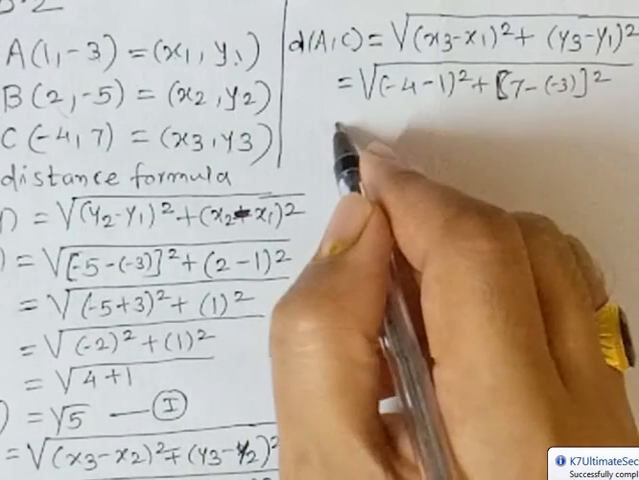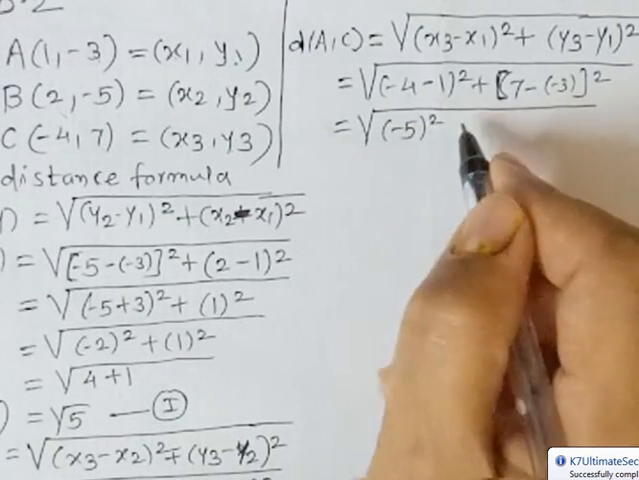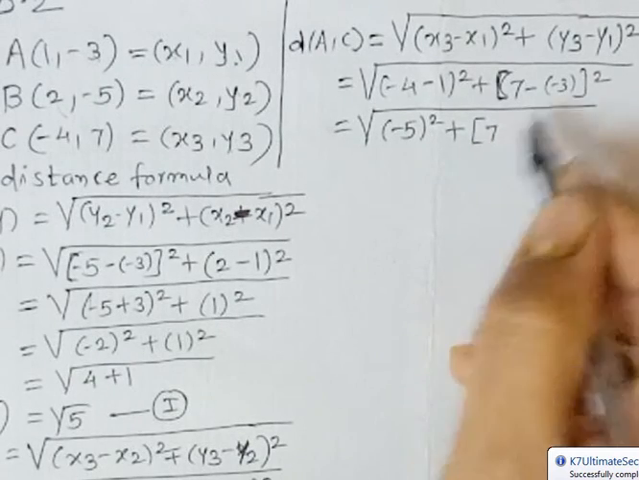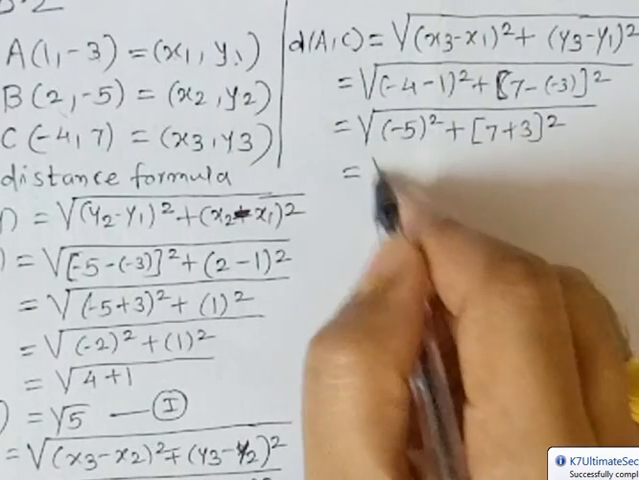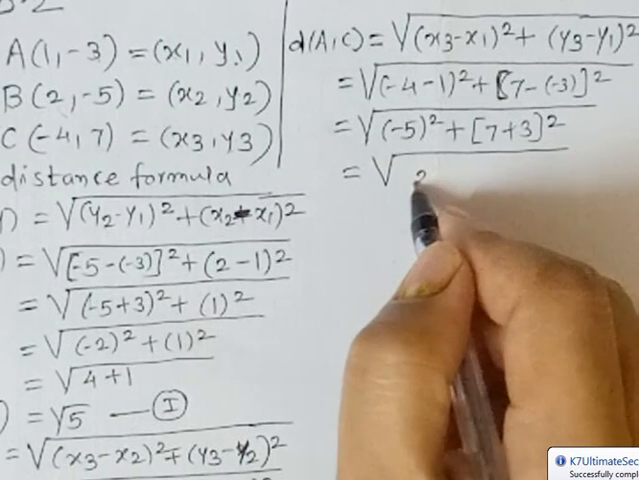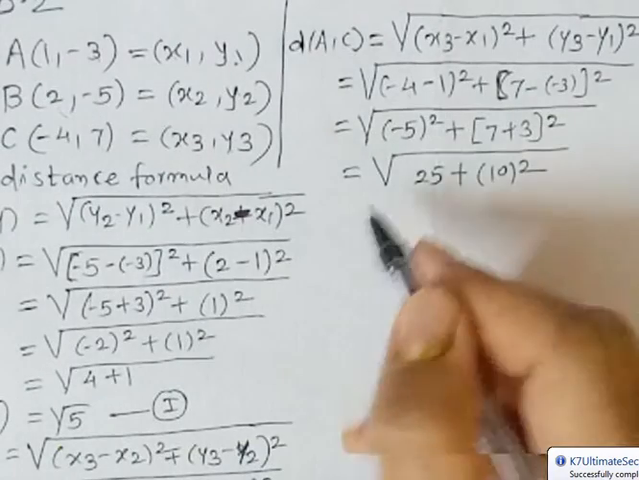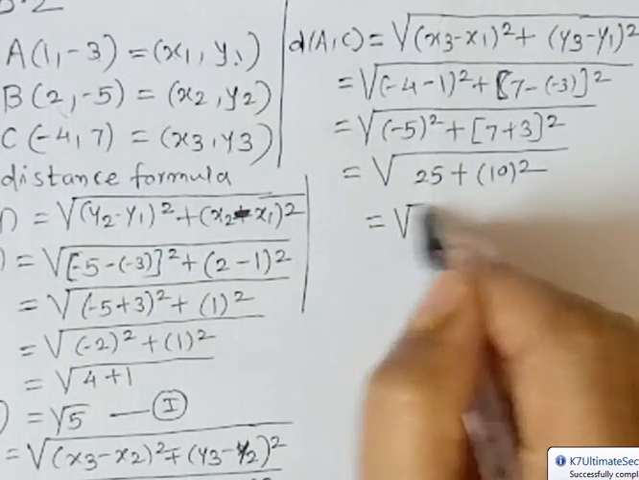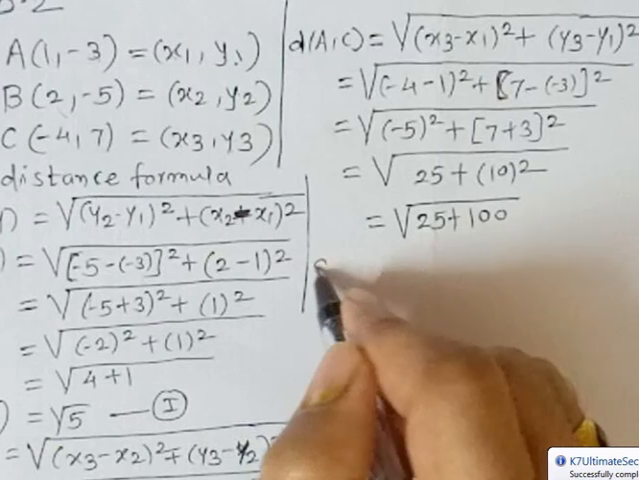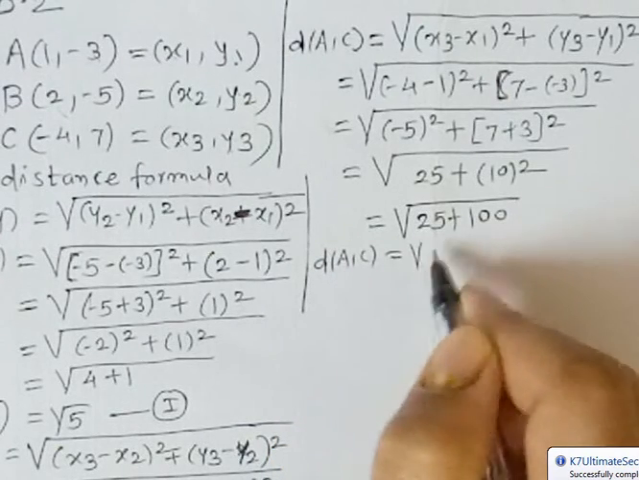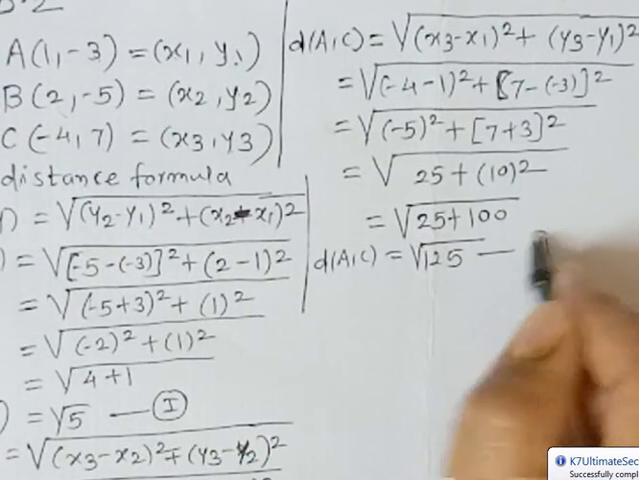Then this is equal to under root minus 4 minus 1 is minus 5 to the whole square plus 7 plus 3 to the whole square. This is equal to under root minus 5 square is 25 plus 7 plus 3 is 10 square, 25 plus 100, and this comes to be equal to distance AC is equal to under root 125. This is equation number 3.